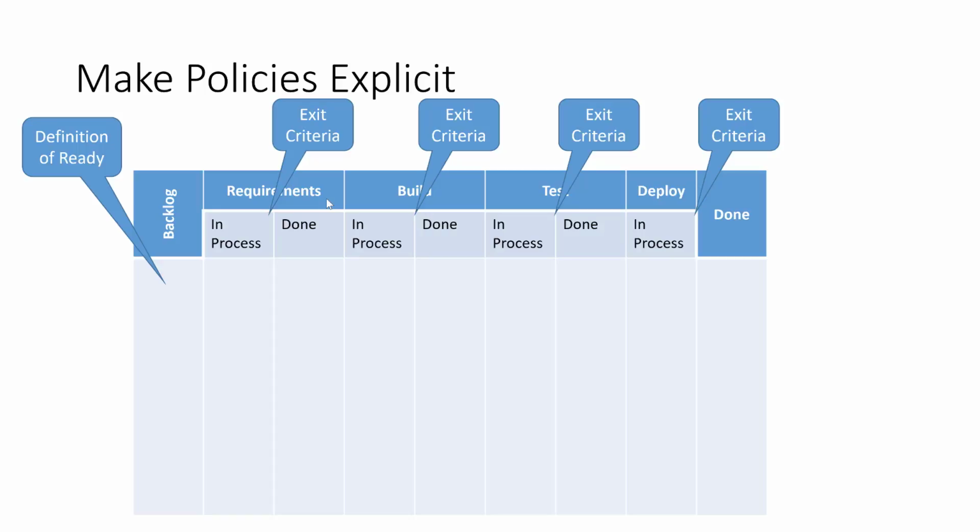Make sure that the exit criteria of requirements is equal to the entrance criteria for build. Otherwise, there's either a column in between that you're not thinking about, or there's a miscommunication between your development team and your requirements team, right? So look at that. Definition of ready for things that are in the backlog. They're ready to be pulled into the requirements column. What does that look like?